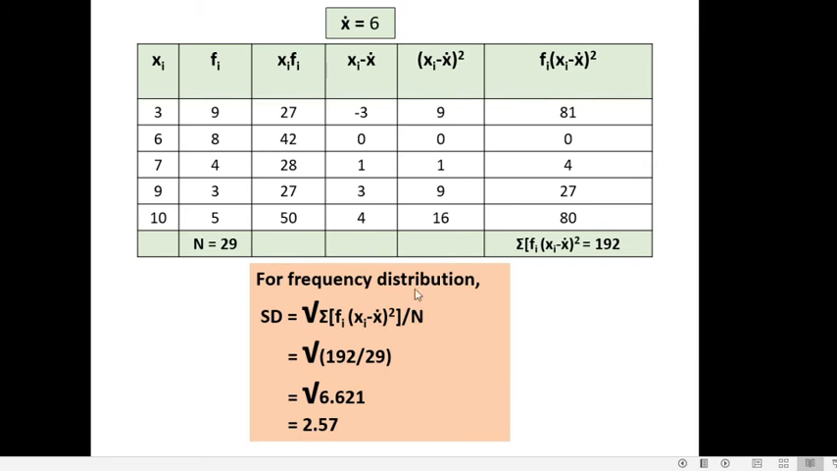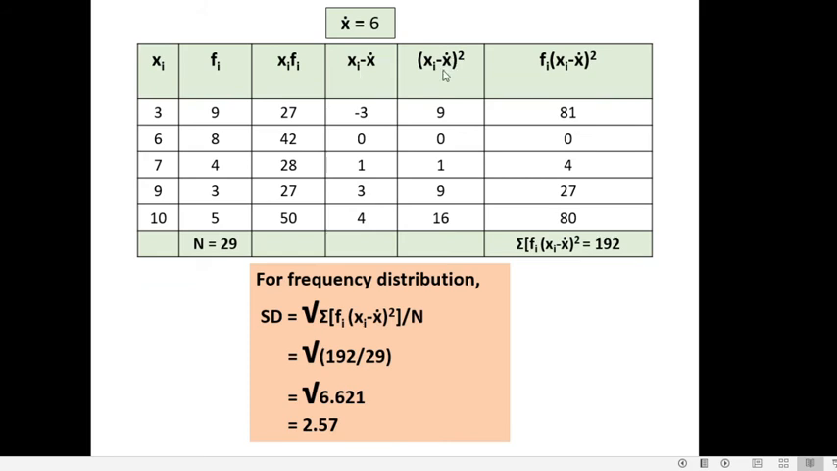So, we have to find out how each value differs from 6. So, this is the observation. This will be 3 minus 6 equal to minus 3. 6 minus 6 equal to 0. 7 minus 6 equal to 1. 9 minus 6 equal to 3, 10 minus 6 equal to 4. So, that is xi minus x dash.